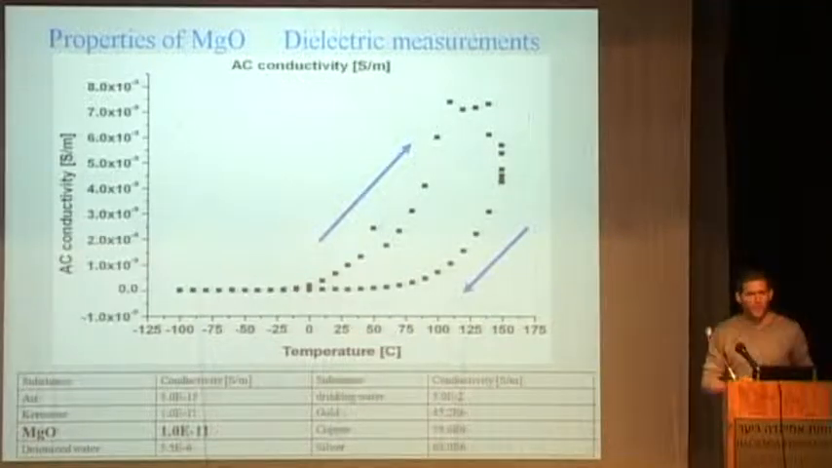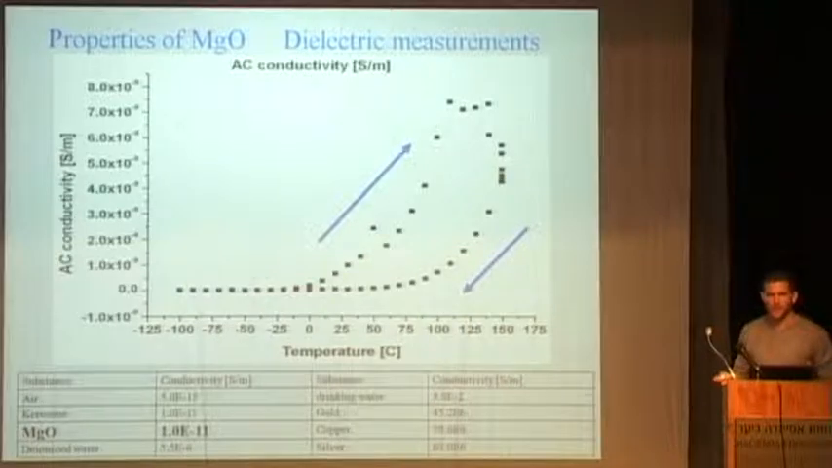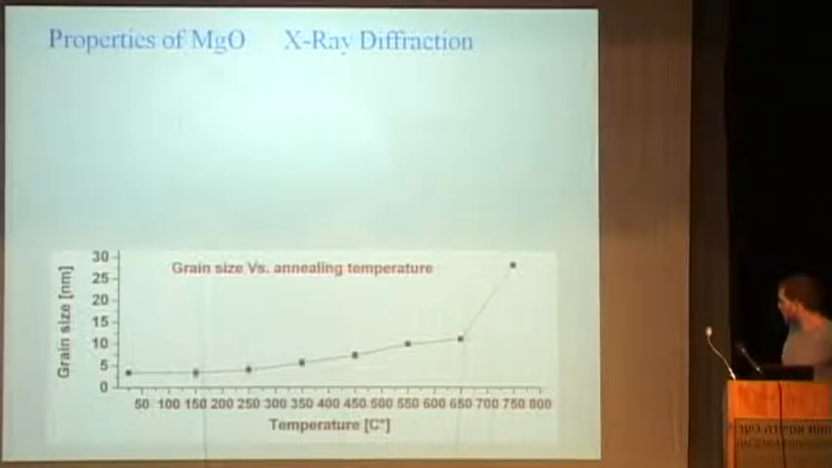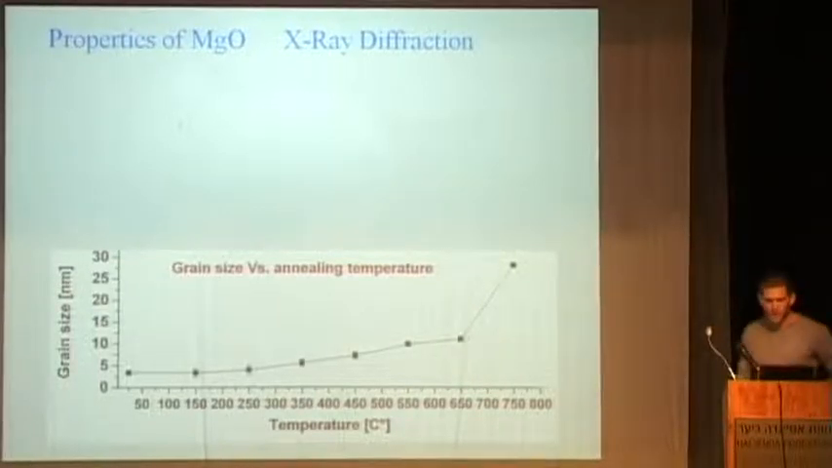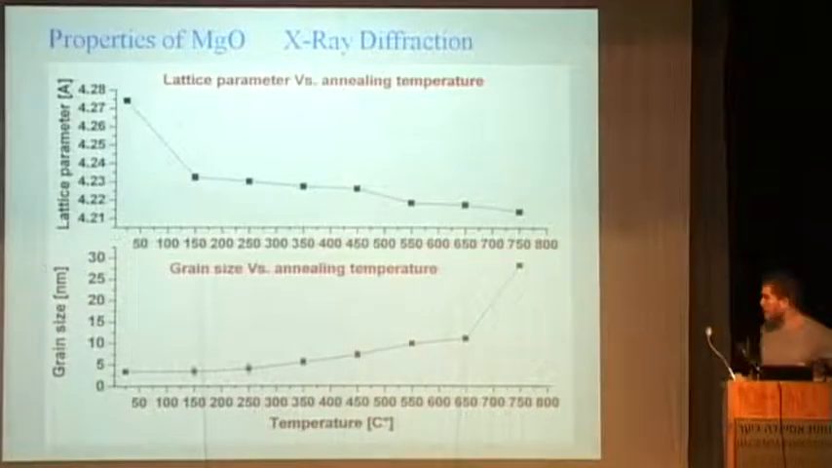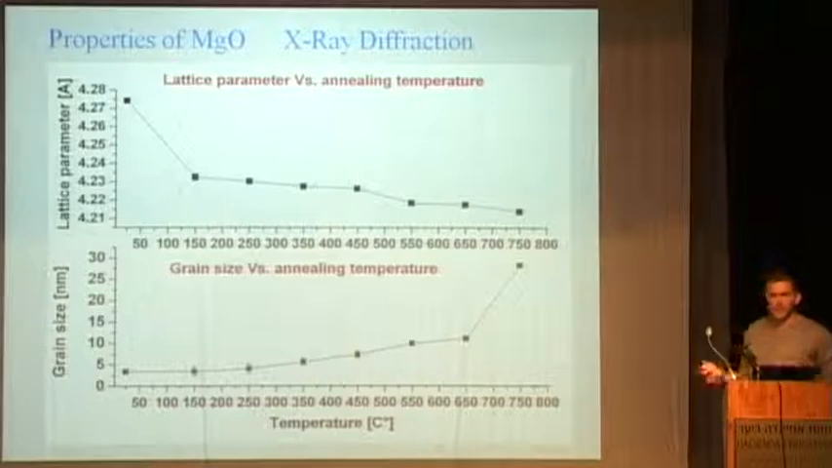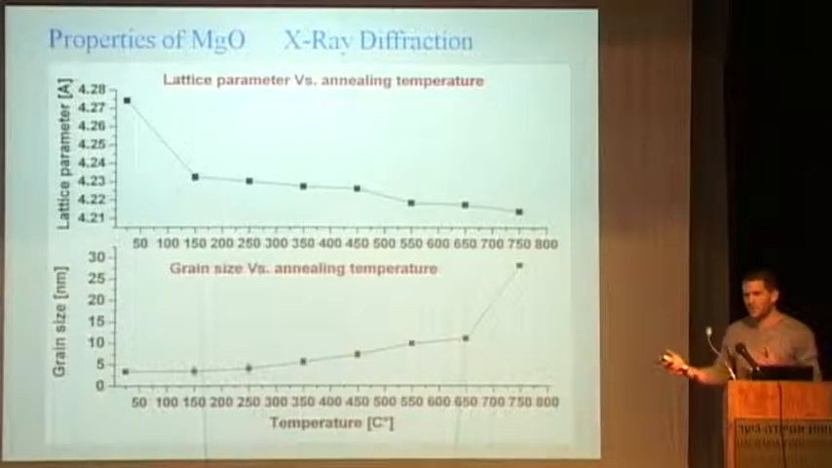And we wanted to see what happens at 150 that suddenly it changes its properties in conductivity. And we saw that there is not a dramatic change in the grain size. At a temperature of 600, 700, there is a dramatic change in the lattice parameter. So we know that there is a connection between the change in the lattice parameter and the conductivity.